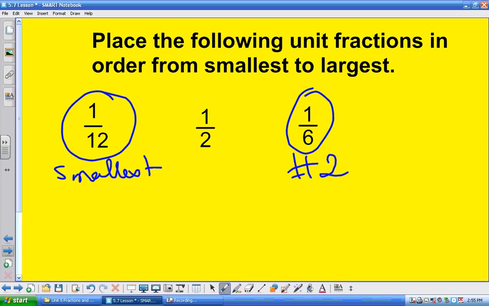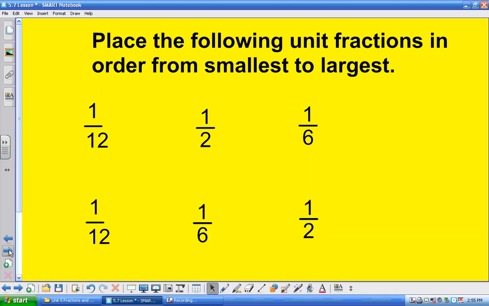And I think number 3 is pretty obvious. Abby? 1/2. Yeah, number 3. Why is that the hardest one? It's because you guys are smart today. So there's your list: 1/12, followed by 1/6, followed by 1/2.